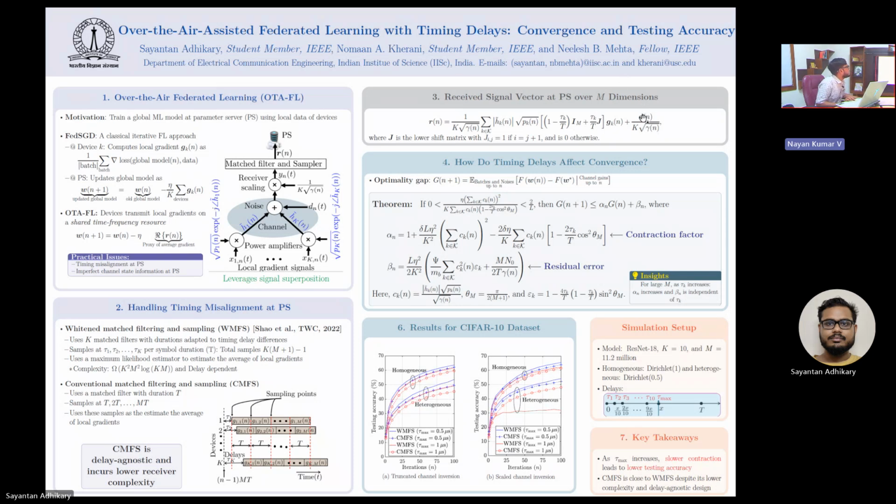Now what this really tells us is that if you take, suppose, the 10th component of your received signal vector, the 10th component will depend on the 10th component of the local gradient and also the 9th component of the local gradient because of the overlap. So we now analyze such a system.